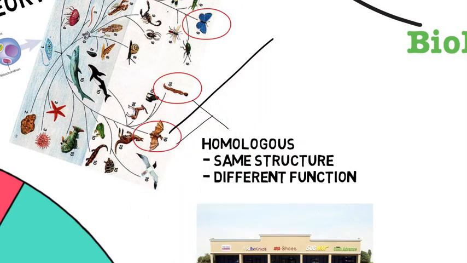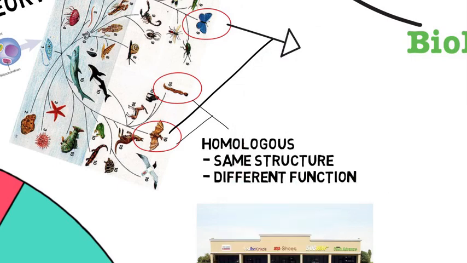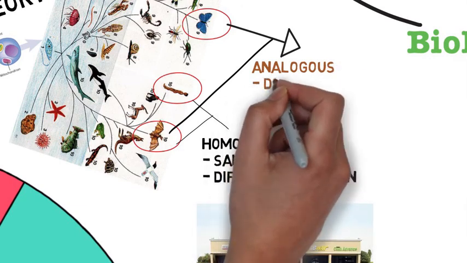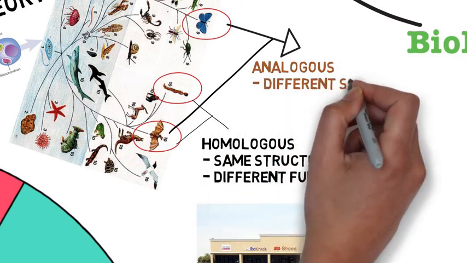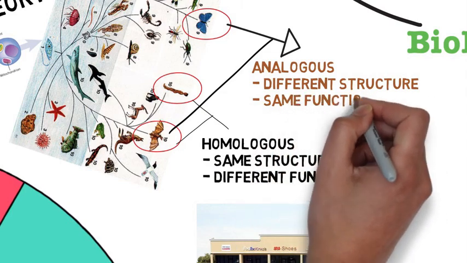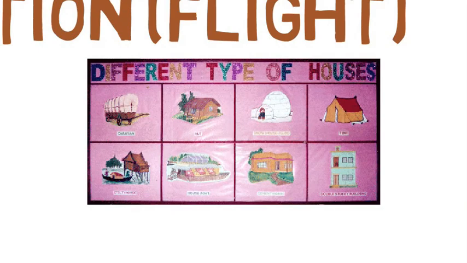We can take that same bat's wing and compare it to a butterfly's wing, and we're going to call these structures analogous structures because they are very different structures. No bones in a butterfly's wing, right? But they have the same function. They both give flight. You can think about this like different types of houses that can be built out of different materials, bricks, clay, ice, whatever, but they're still the same function, still homes.